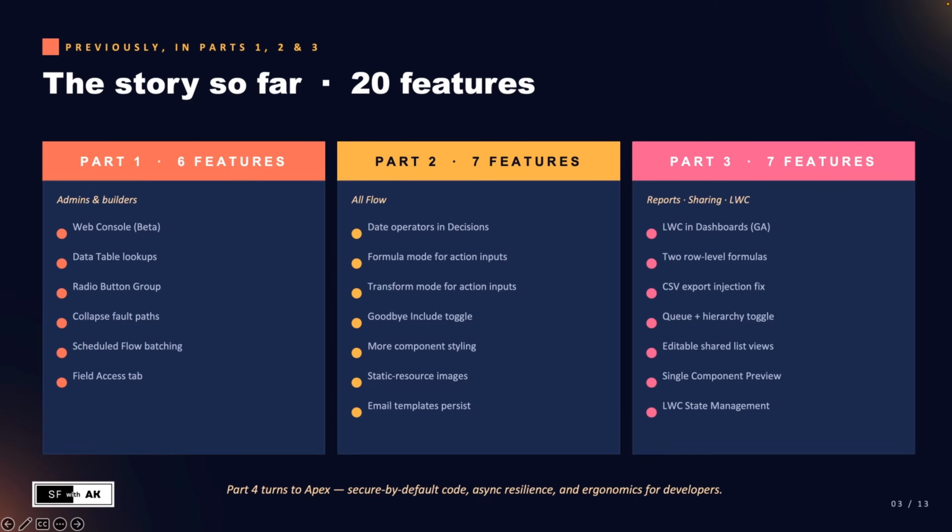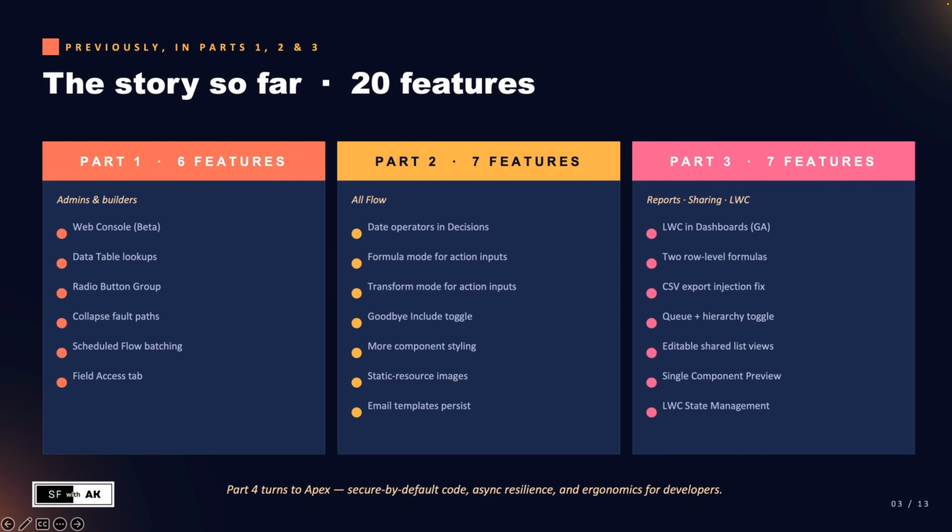Part 2 was all about flows. We discussed 7 features. We now have new date operators in decisions. Then we talked about how we can use formula mode and transform mode for action inputs. Then we talked about how the optional parameter toggle that we had in flows has now been removed.